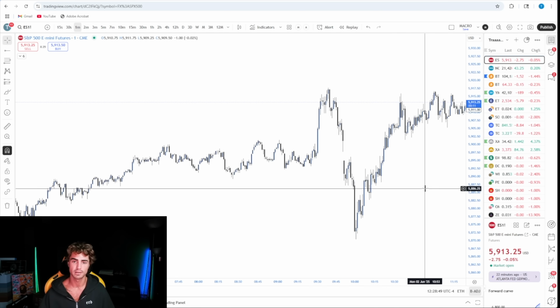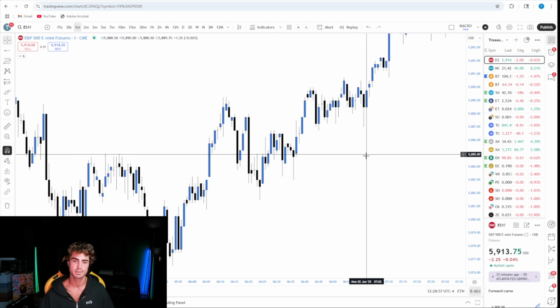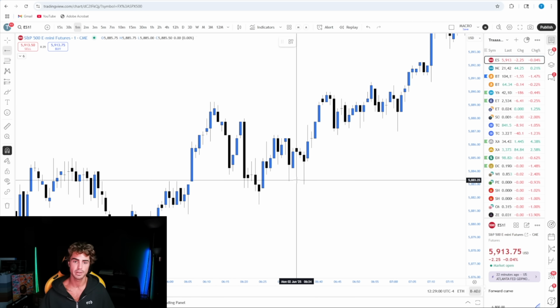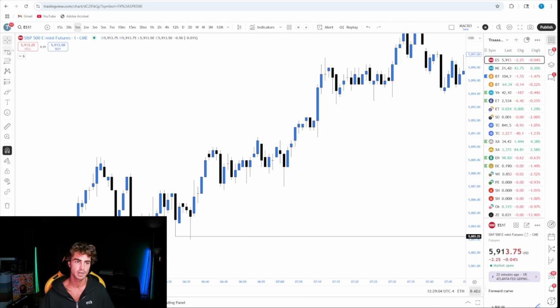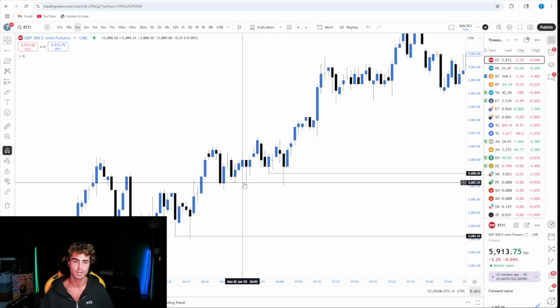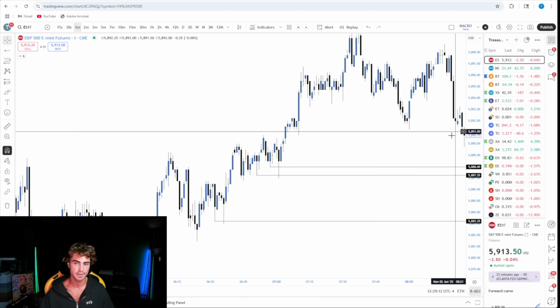So let's find a super quick example of this. So this is a good example right here. Look at this. We have a low right here. What does price do? It comes down, it sweeps out this low, and then boom, price moves higher. Same thing right here. We come underneath these lows to sweep out liquidity, and then boom, price moves higher. Okay, this happens on every single time frame.